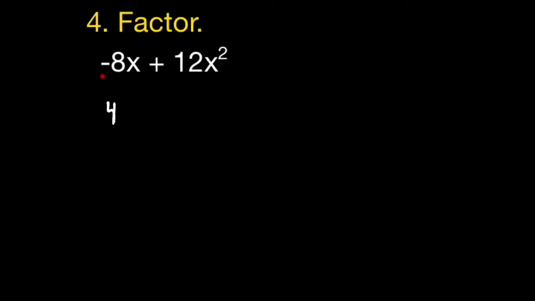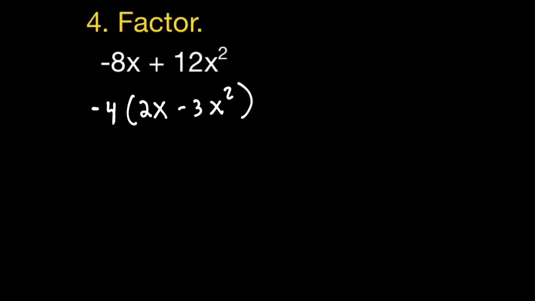Notice that there's a negative in front of the 8, so I'm actually going to be factoring out a negative 4. And negative 8 divided by negative 4 gives me a positive 2x. And then a positive 12x squared divided by a negative 4 gives me a negative 3x squared.